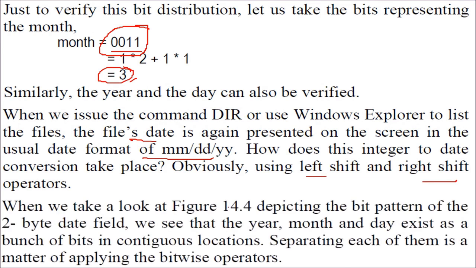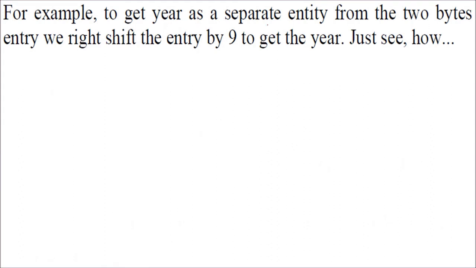So let us see how this bit pattern is seen for year, month and day. And this is in contiguous locations. And we want to separate them, that is year, month and day. And we apply the bitwise operator. For example, in order to get the year as a separate entity from the 2 bytes, we just right shift the entry by 9.